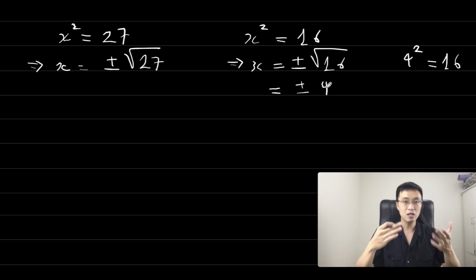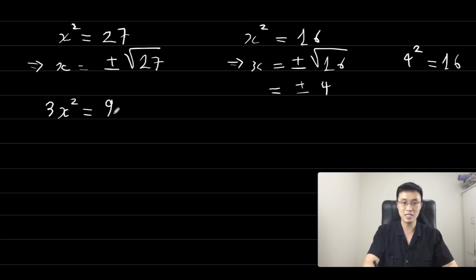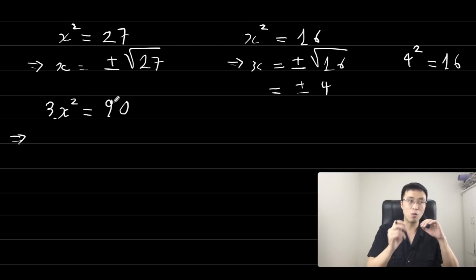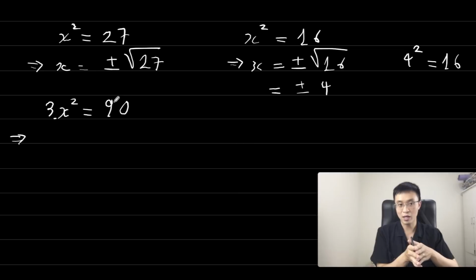Now a little bit more about this kind of exercise. Here we have 3x squared equal to 90. And in this one I want to isolate x squared first. Now on the left-hand side, 3 is standing with x squared: 3 multiplied by x squared equals 90. But I want to take x squared stand alone on one side.